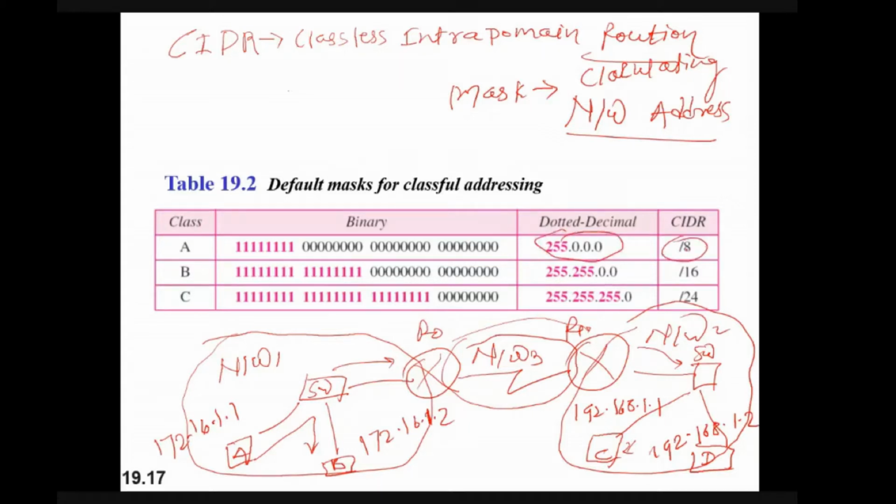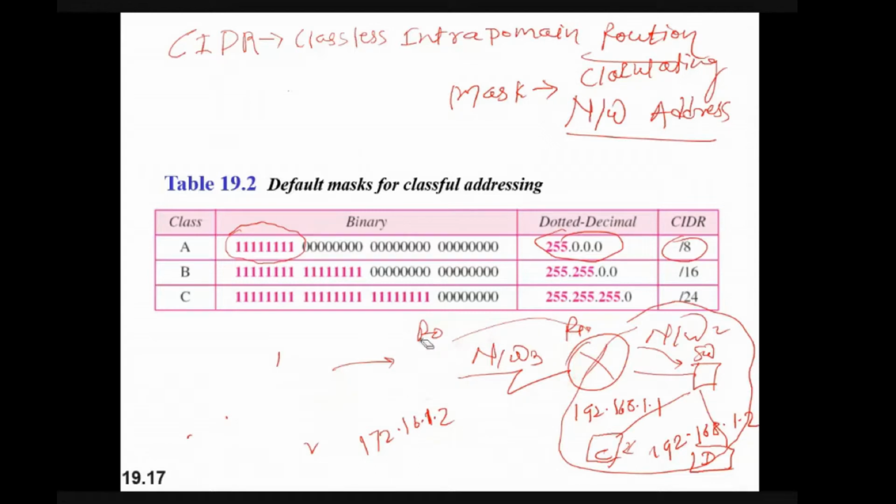/8 means there are 8 ones in this mask. Why is it /8? This 8 means there are 8 ones; if you count, the total number of ones in this mask is 8. Similarly, this 16 means there are 16 ones, and this 24 means there are 24 ones in this mask. So the mask for class A is 255.0.0.0. That we will understand here.